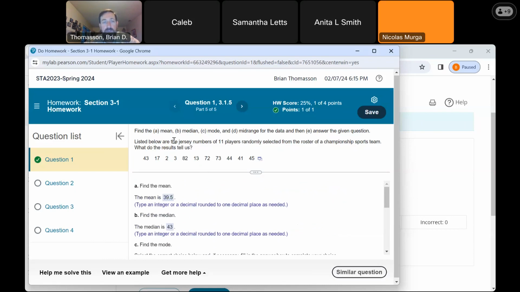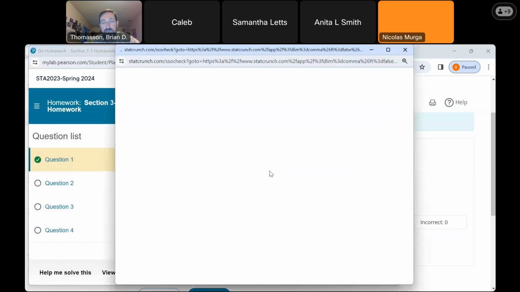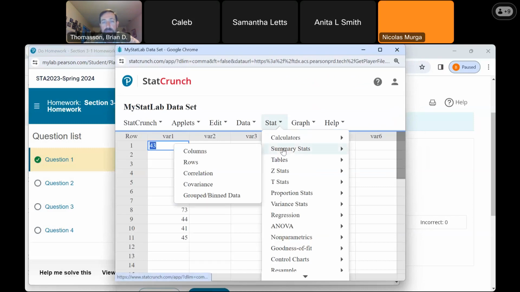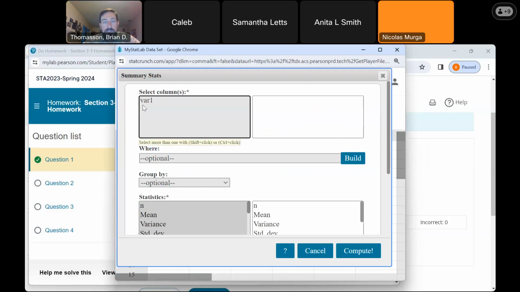So in this problem, they want us to find the mean, median, mode, and mid-range. Right. So we can certainly do that by hand, but StatCrunch can help us as well. We can click on a little box and open up StatCrunch. And if we go under Stat, Summary Stats, and Columns, we can select that variable.